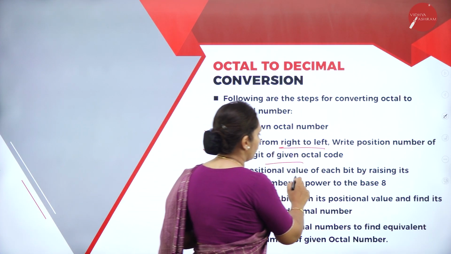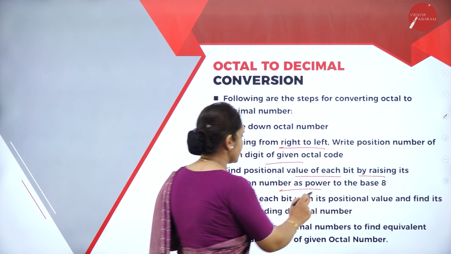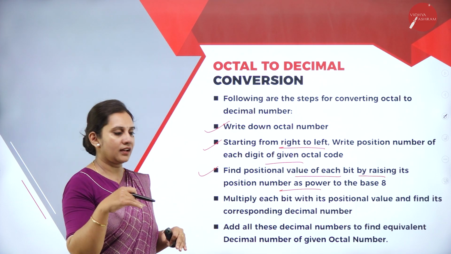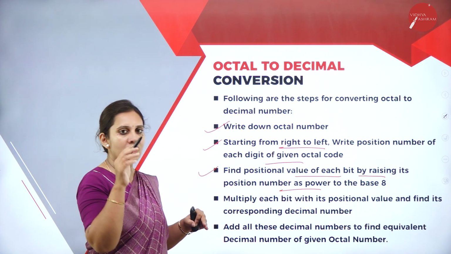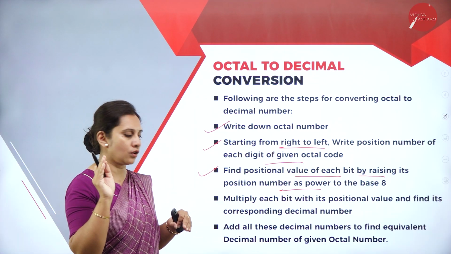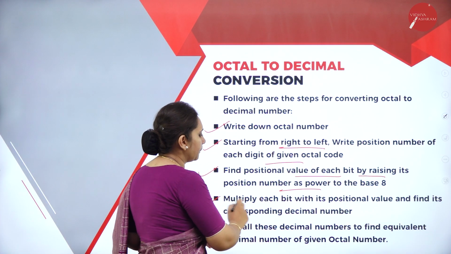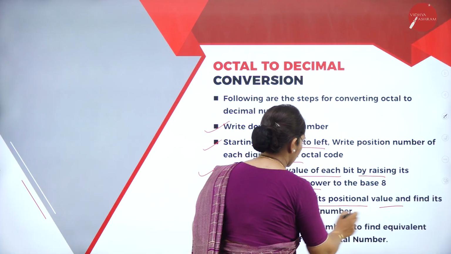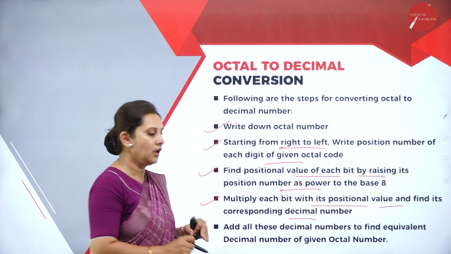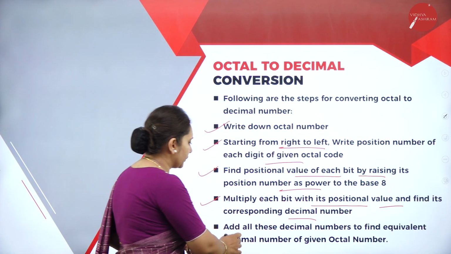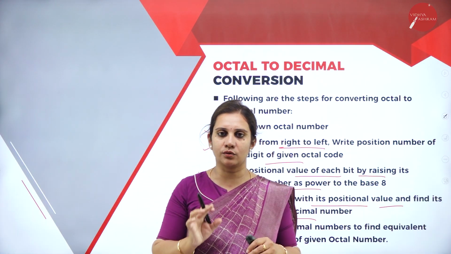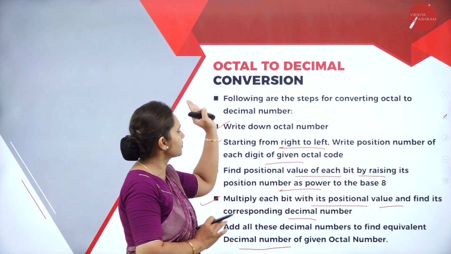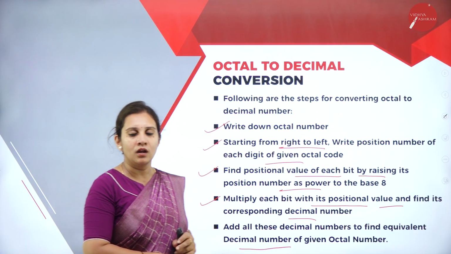Find the positional value of each bit by raising the power of the same number as the power to the base 8, that is 8 to the power of, we need to write. Multiply each bit by its positional value and add everything to get the equivalent decimal form, that is from octal to decimal conversion.